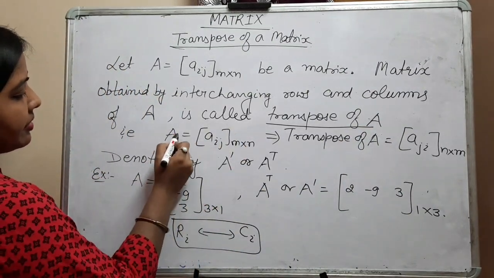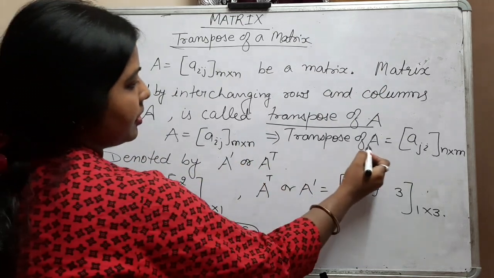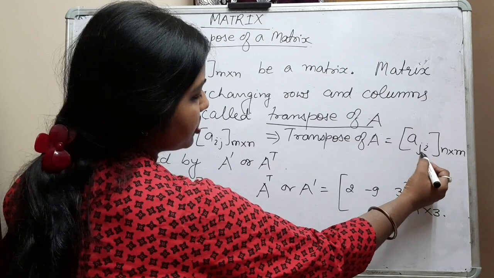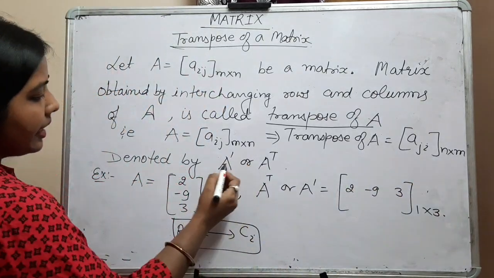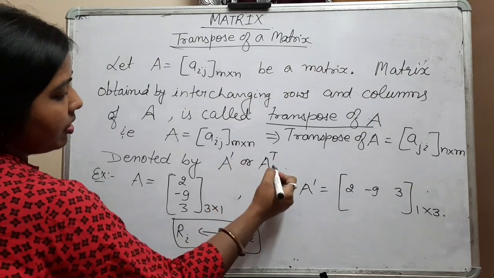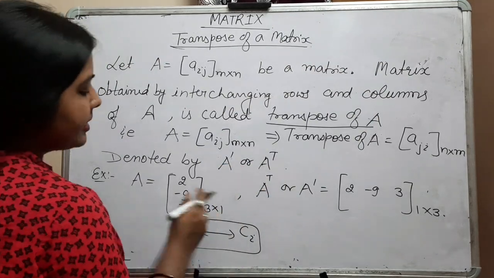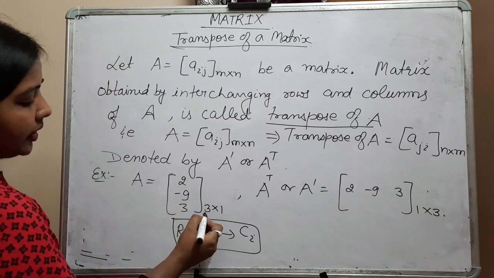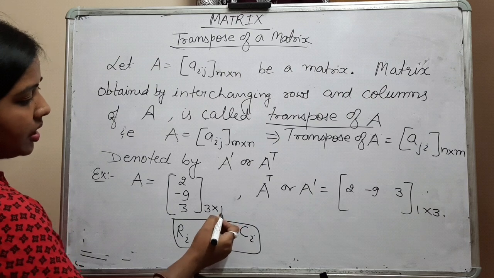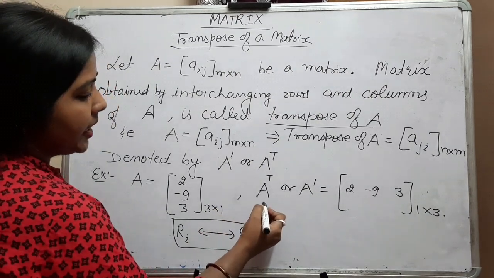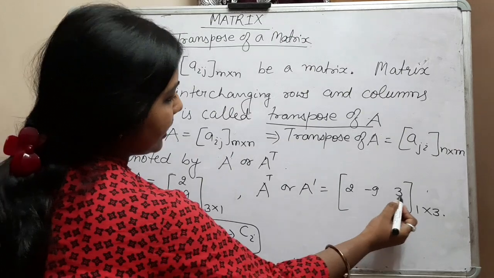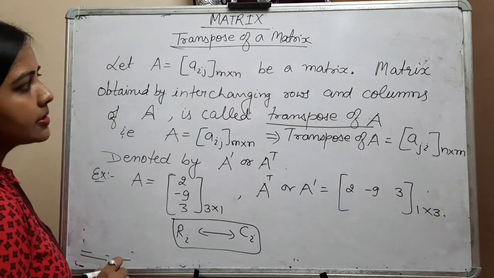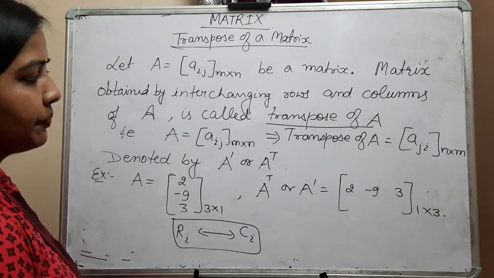So the matrix A_ij of order m by n, its transpose has columns in place of rows and rows in place of columns, A_ji with order n by m, and we denote it by A dash or A to the power T. Example: matrix A is 2, minus 9, 3, order 3 by 1, 3 rows 1 column. When we find the transpose of A, it will be 2, minus 9, 3, which means 1 row 3 columns, interchanging row with column. So this is called the transpose of a matrix.